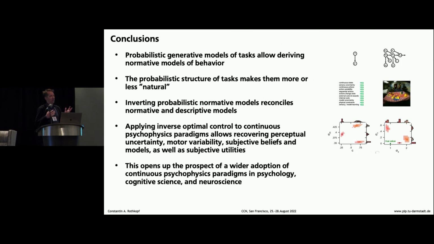In conclusion, probabilistic generative models of tasks allow deriving these normative models of behavior, and I think this is a way of really getting at what makes a task natural, right? What makes a task naturalistic? And it's the probabilistic structure. Inverting probabilistic normative models reconciles normative and descriptive models, because now you are not saying, oh, this is my cost function that I think best fits. No, you are getting a posterior, right? And you can do proper model comparison now. And it tells you what would have been optimal, right?